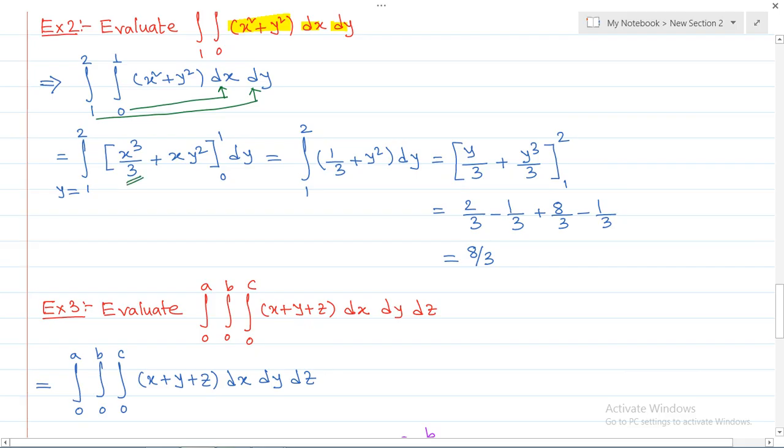y square will be treated as a constant, so the integration of a constant with respect to dx is x times the constant, so x into y square. The limit of x is 0 to 1, so wherever we have x, we put 1 as the upper limit minus 0 as the lower limit. So it will come 1 by 3 plus y square, 1 to 2, dy.